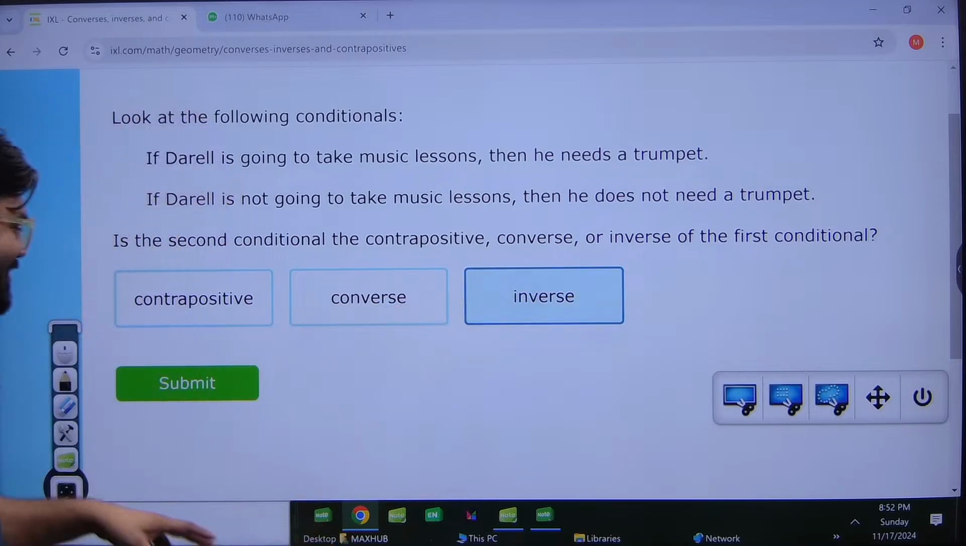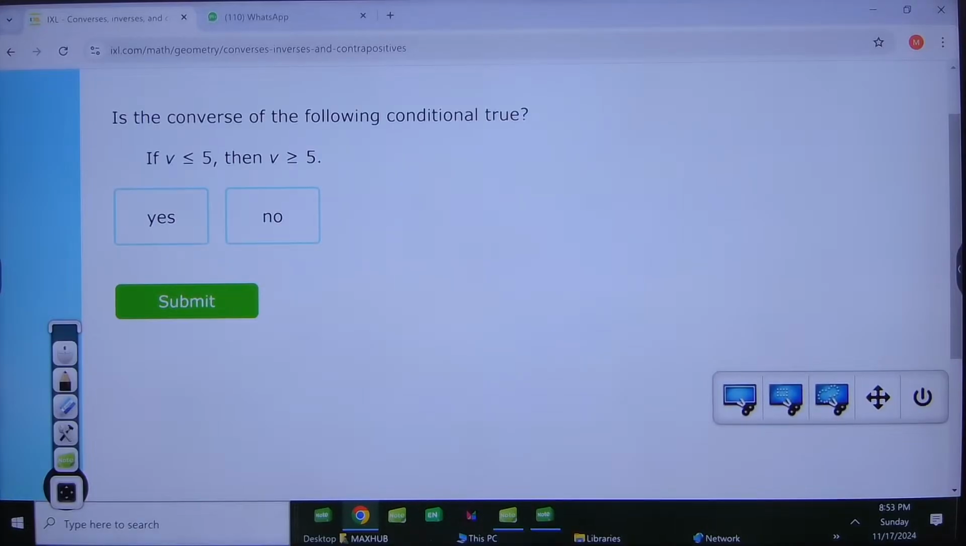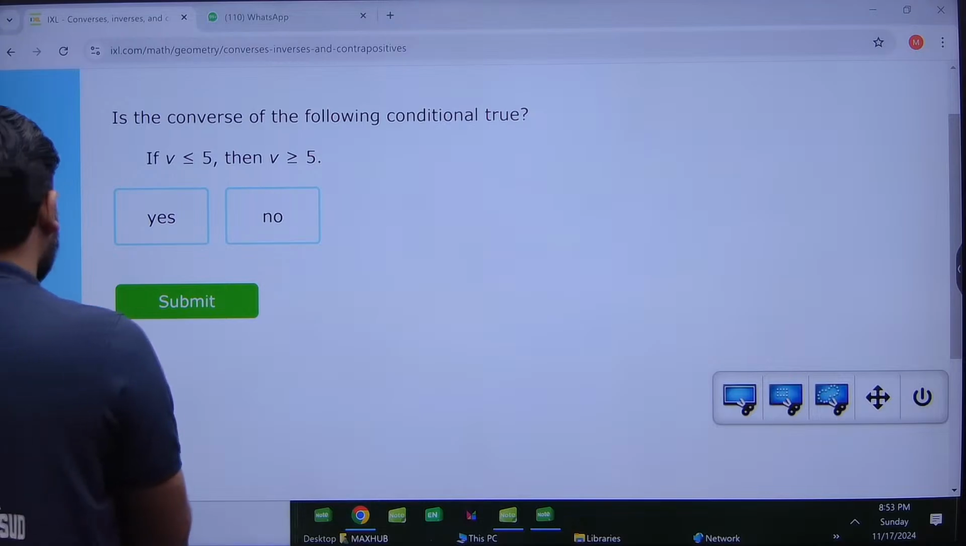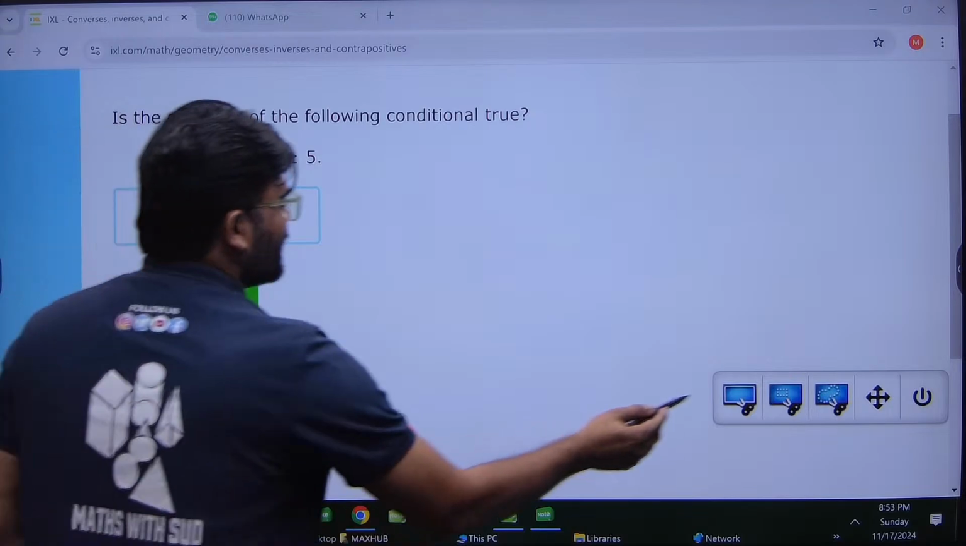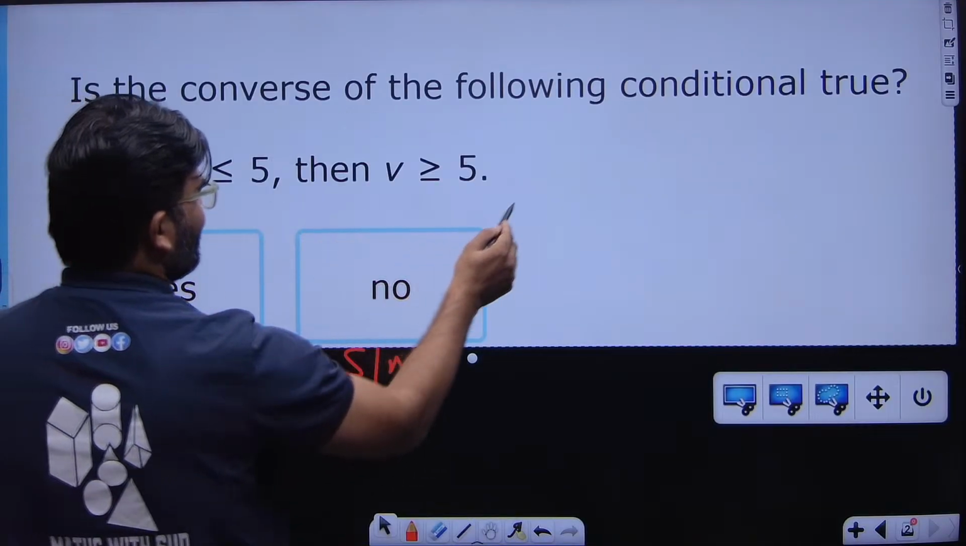Okay. Oh, come on. Okay, forget it then. First of all, we have to change this into a statement. Okay. First of all, let us try to change it into a statement. What is the statement for this?